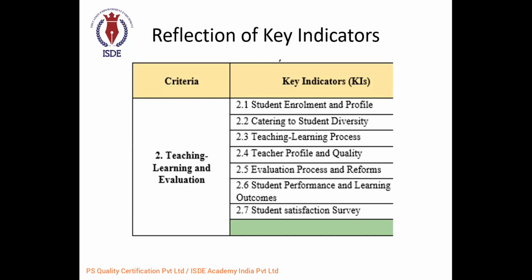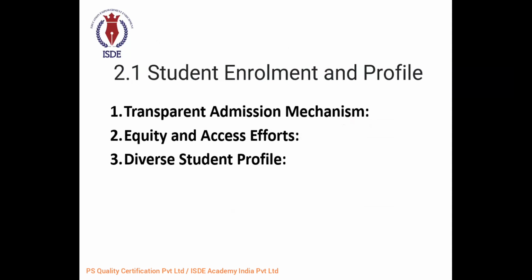So we are going to start by exploring 2.1. The first key indicator is student enrollment and profile. Many institutions have a great challenge on this. How do I ensure that the enrollments and implementations can be done based on the assessment and accreditation body? Very simple. These are the three objectives of student enrollment and profile.